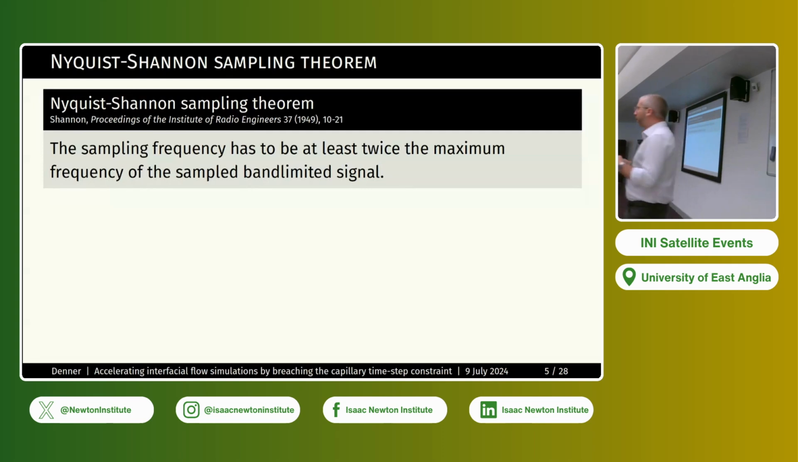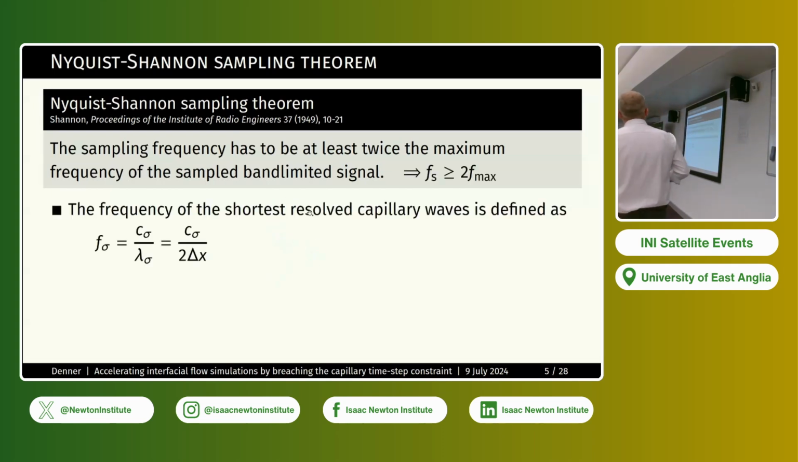We can also look at this, and the experimentalists in the room might be more familiar with this, from the Nyquist-Shannon sampling theorem, which tells us that if we sample a band-limited signal, then we need to have twice the sampling frequency than the frequency of the signal we're sampling. So again, we can apply this to our capillary waves and say, okay, the frequency of our capillary wave is the phase velocity divided by their wavelength.